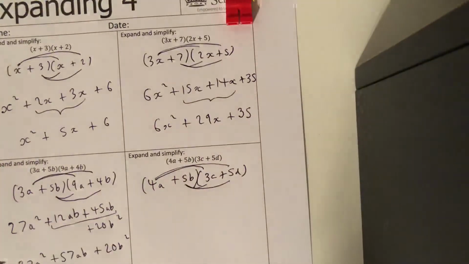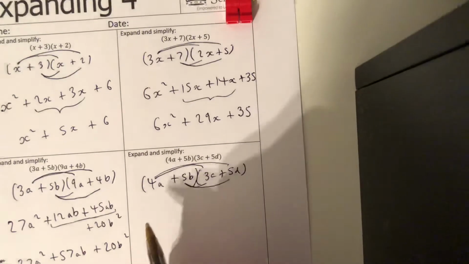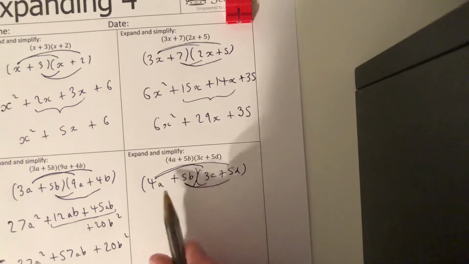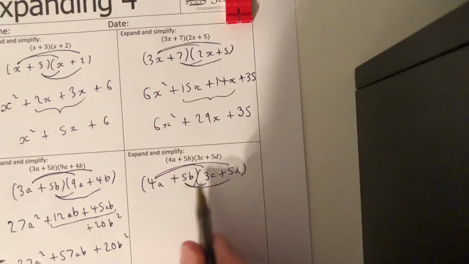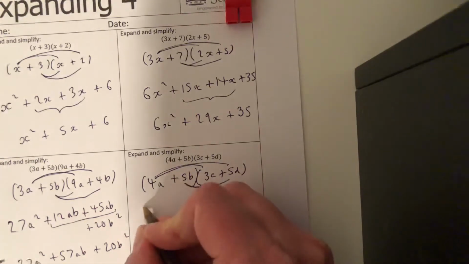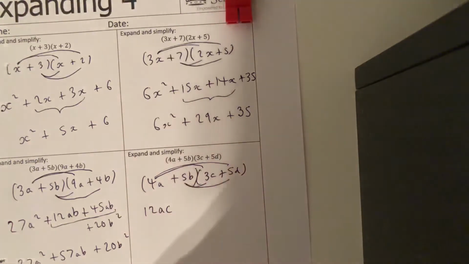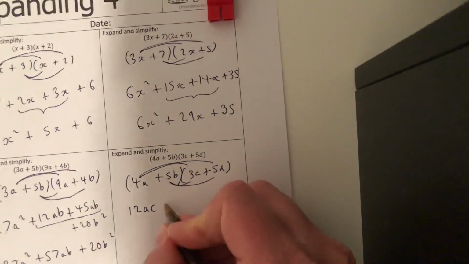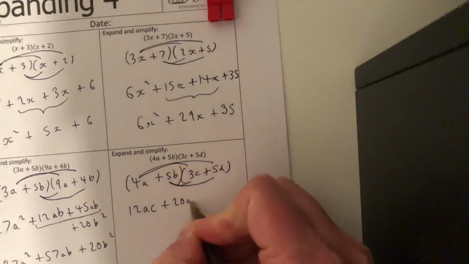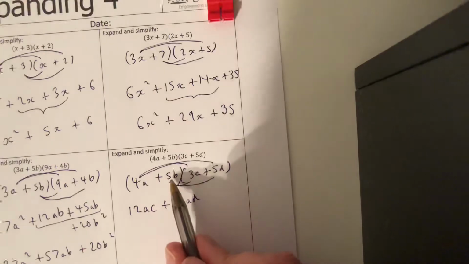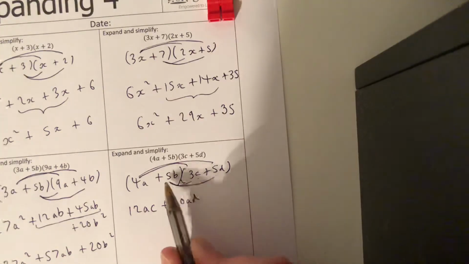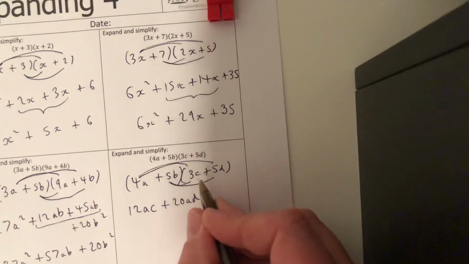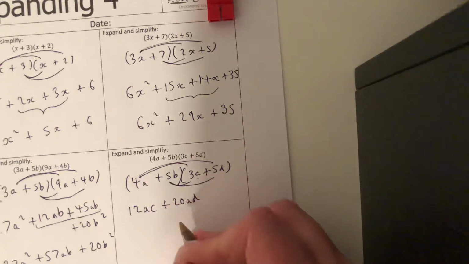Okay, and this isn't bad because if you think about it now, 4a times 3c, so 4 3s are 12, a times c, well, ac, so 12ac. Next one is going to be 4a times 5d, well, 4 5 is 20, a times d is ad, we'll stick with the alphabet again, so 20ad. 5b times 3c, 5 3s are 15, so b times c is bc, so 15bc.